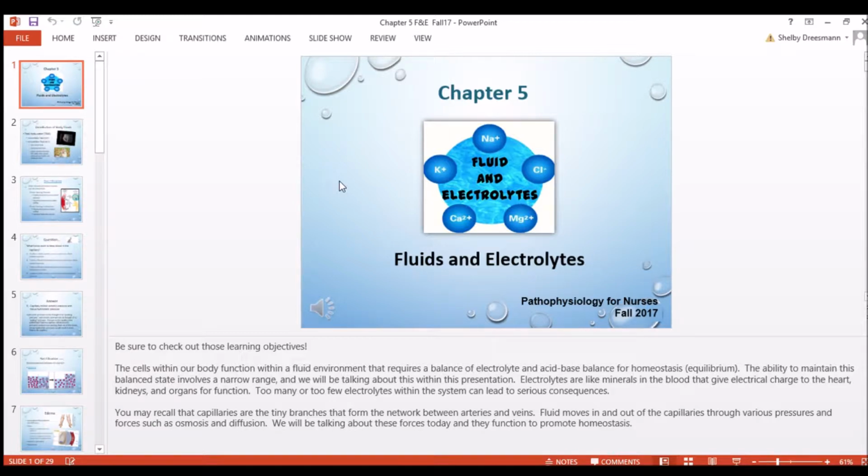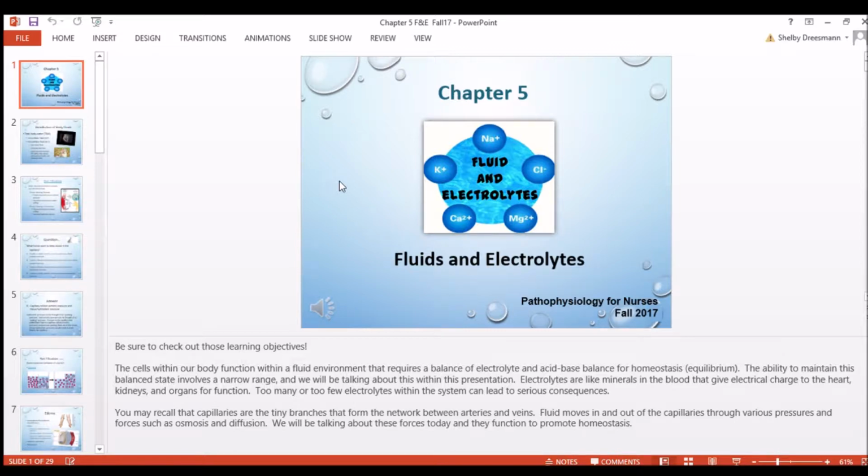So this first slide: cells within our body are in a fluid environment that requires a balance of electrolytes and acid-base balance for homeostasis. It's a very narrow range, so we have to keep that balance finely checked. Electrolytes are minerals that give electrical charge in the blood, which the heart, kidneys, and organs need for function. Too many or too few electrolytes can lead to serious consequences.